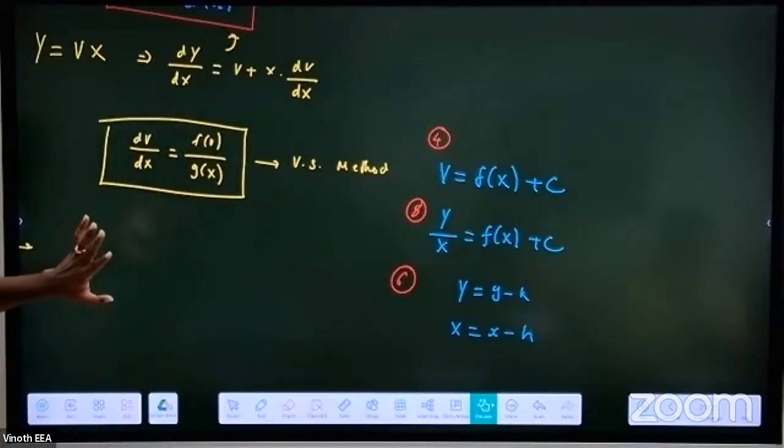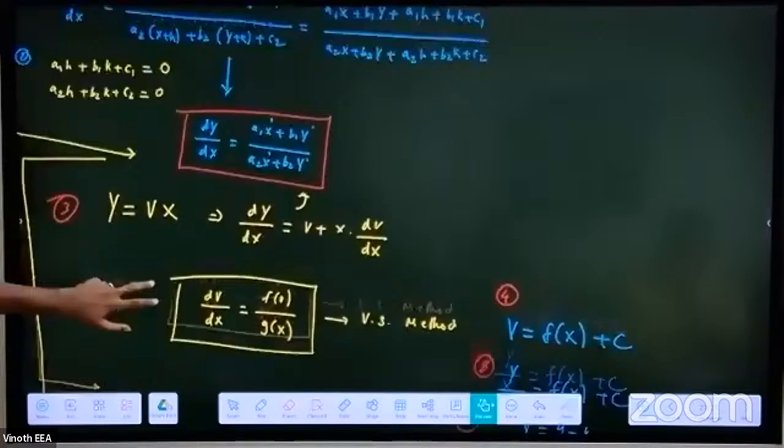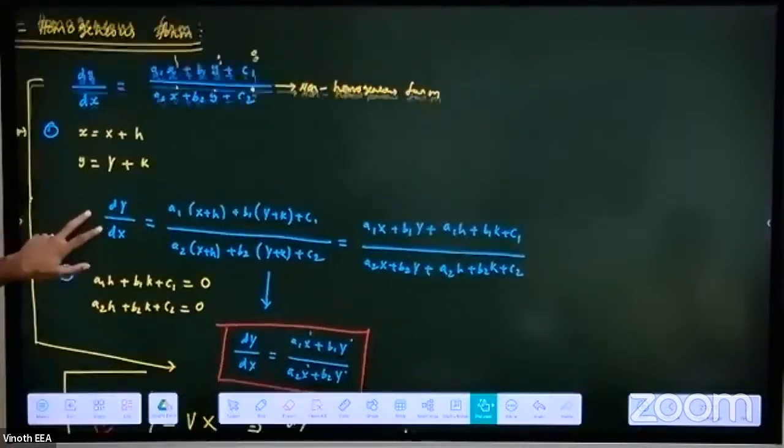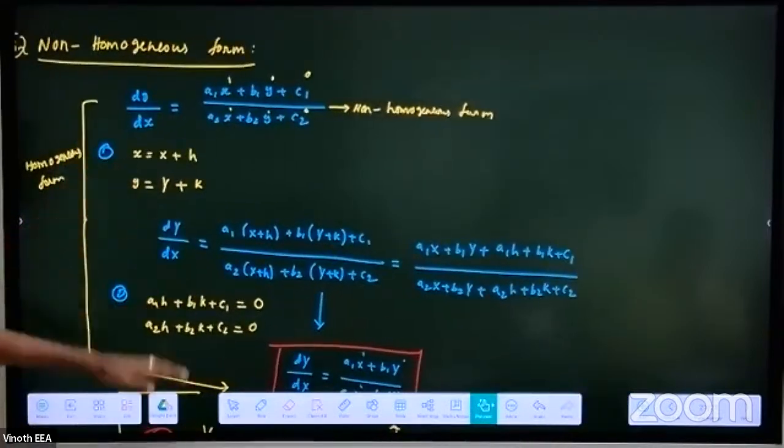Okay, method is fine, right? But obviously we are not going to use it to solve problems. Just understand the method, that is enough. Can copy.